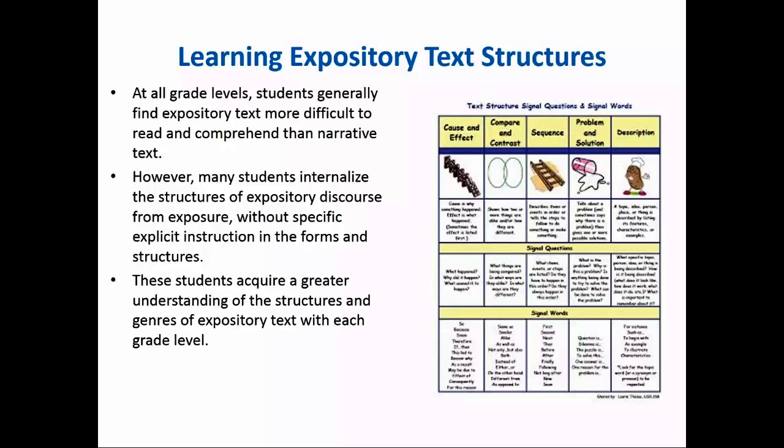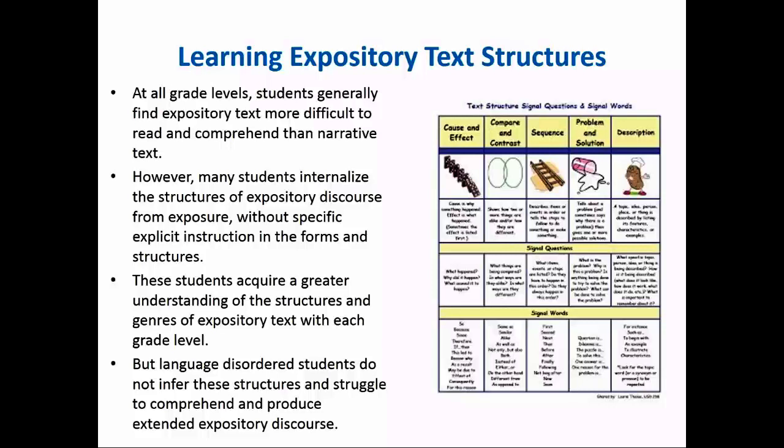They acquire greater understanding of the structures and the genres of expository text with each grade level, partially from reading, partially from classroom instruction. But language-disordered children, once again, have shown not to be able to infer these structures, and as the grade levels increase, they struggle with comprehension and production of expository discourse.